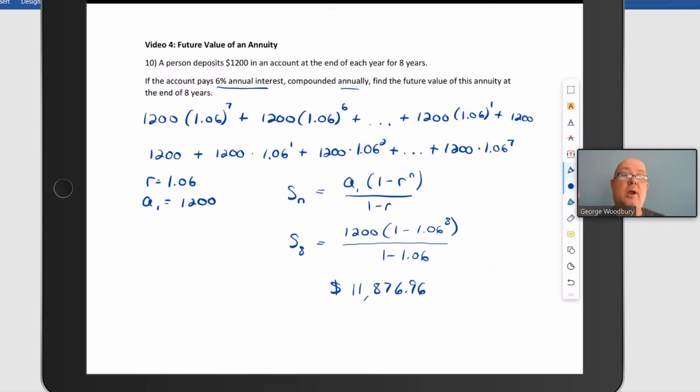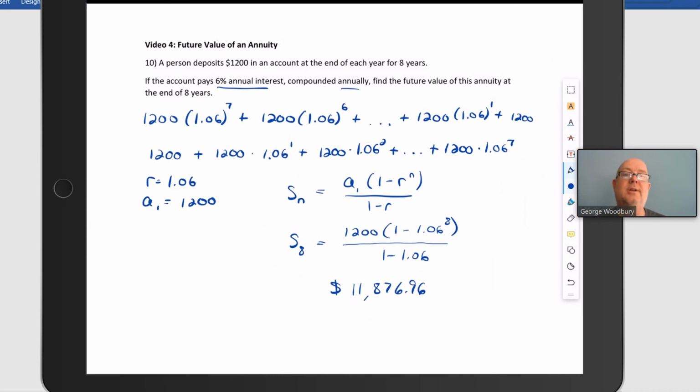Now, no matter how many years we're talking about, we've got a formula for working this now. If we want to know what there would be after 20 years, we just replace the 8 in that formula by 20 and recalculate.